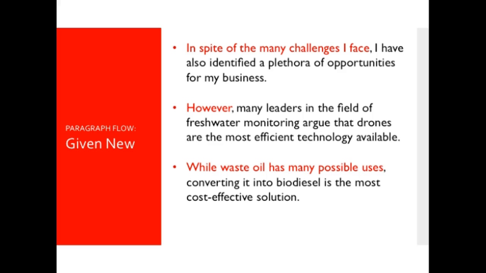And we can also use the given-new contract on the paragraph level. So these are taken out of context, but these are examples of how you might refer back to the previous paragraph in a topic sentence. So the first: "In spite of the many challenges I face, I have also identified a plethora of opportunities for my business." We're going to take a guess here that the previous paragraph talked about challenges. And now you're signaling to the reader, okay, yes, there are many challenges, but I also have opportunities. And so the assumption is that this paragraph will begin talking about some of these opportunities, or at least one of them.